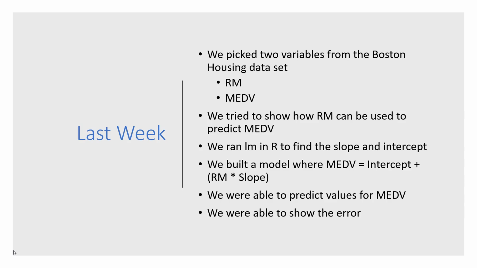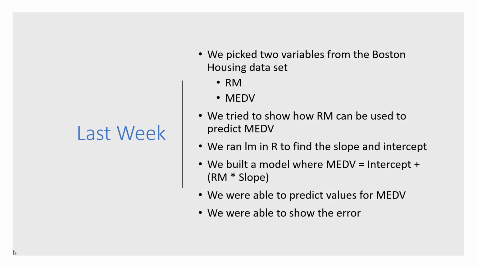Last week we picked two variables from the Boston housing data set. We picked variable RM, which represented the average number of rooms in the houses in a neighborhood. And we picked median value, which was the median value for all of the houses in the neighborhood. We tried to show how the average number of rooms can be used to predict what the median value is likely to be in that particular instance.